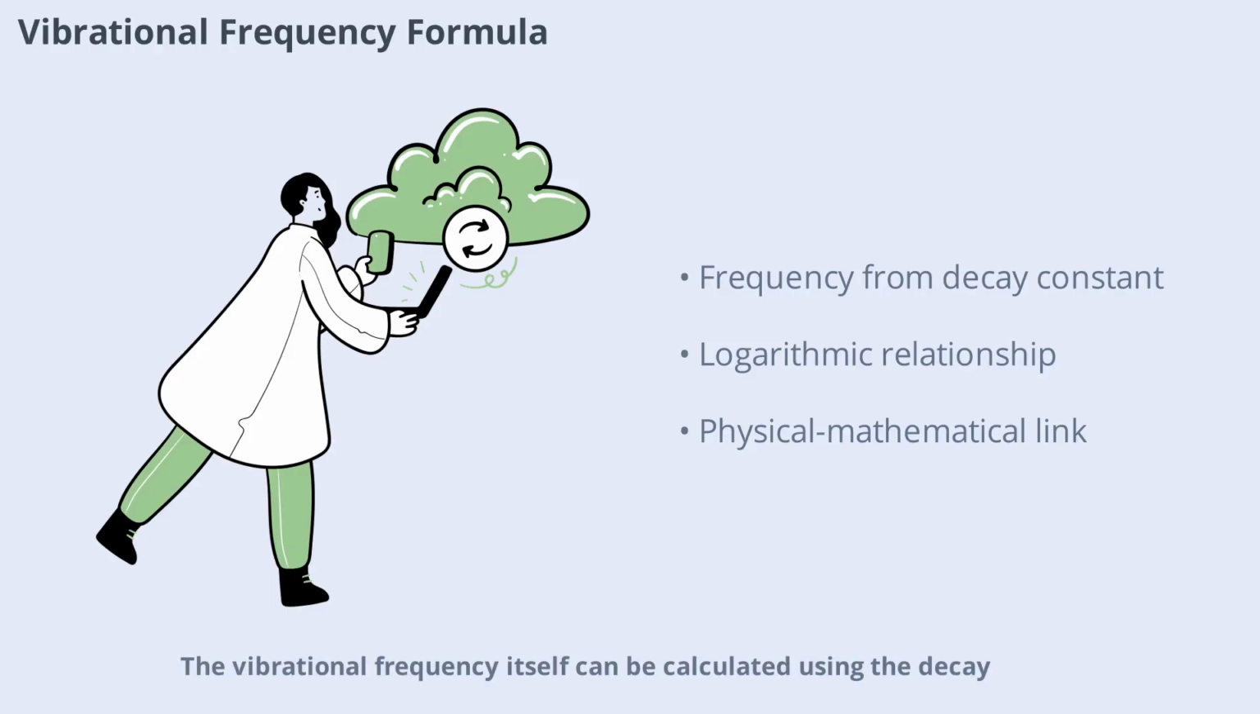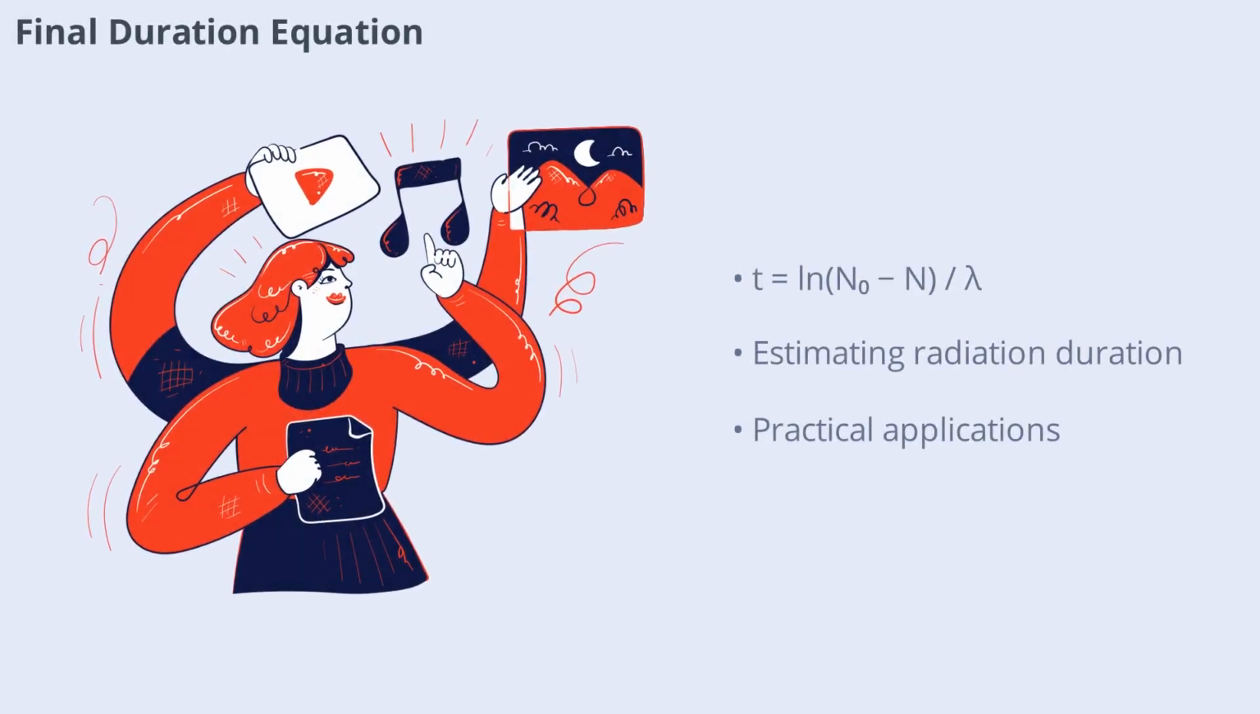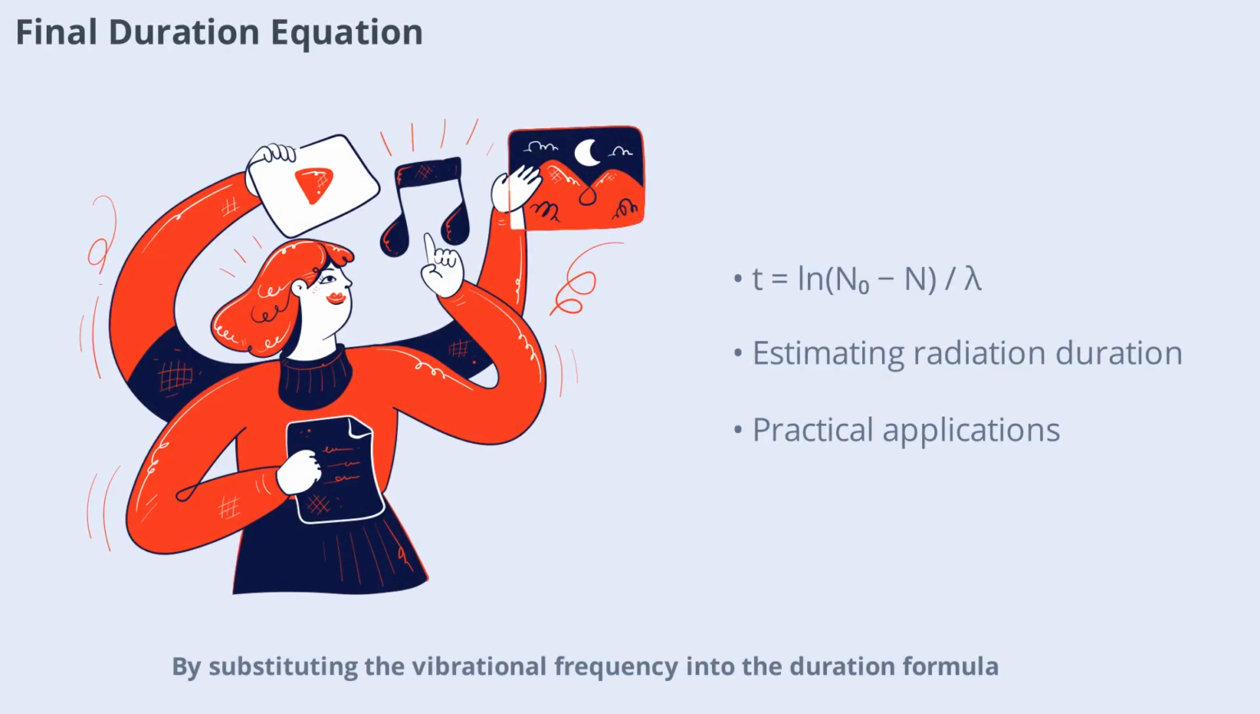Vibrational frequency itself can be calculated using the decay constant and the logarithmic difference between original and remaining nuclei. F vibrational equals lambda over 4 pi ln(n0 minus n). This formula ties together the physical properties of the substance with the mathematical framework of decay. By substituting the vibrational frequency into the duration formula, we get T equals minus n over lambda. This equation allows us to estimate how long radiation persists after emission based on measurable properties of the substance.